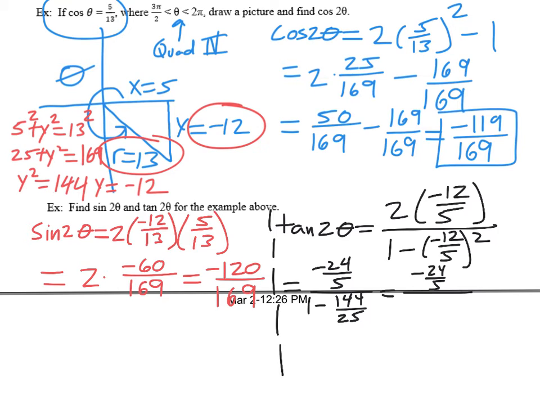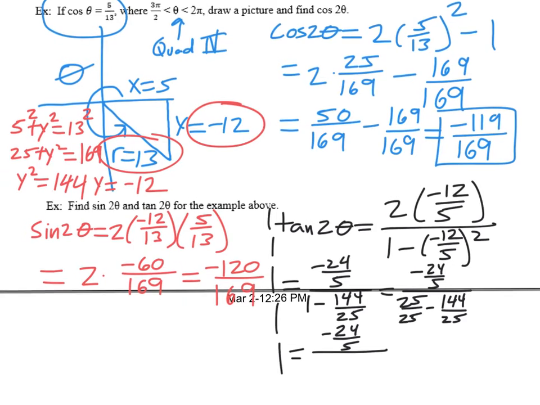Let's see, we got to subtract these terms on the bottom. So 1 needs to be rewritten as 25 over 25, which would be negative 24 over 5. I'm going to give myself a little more room.